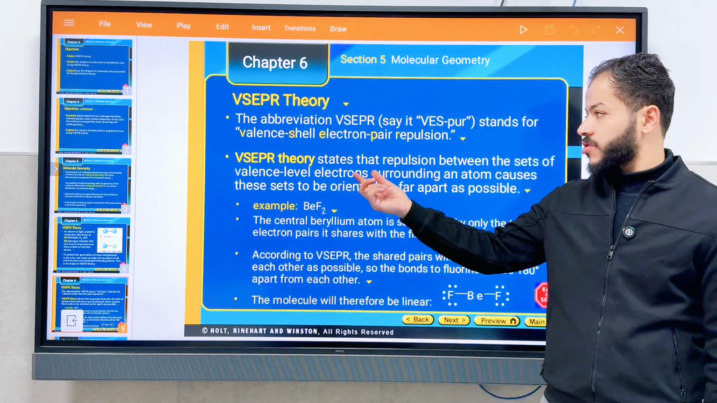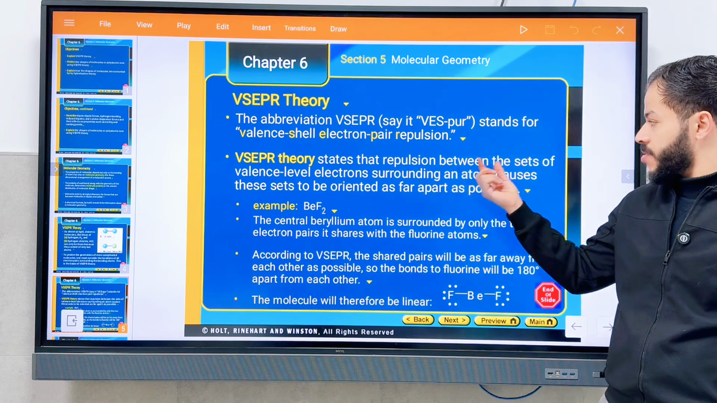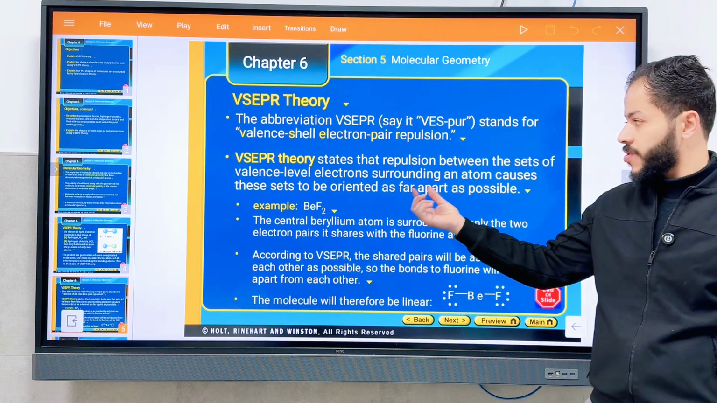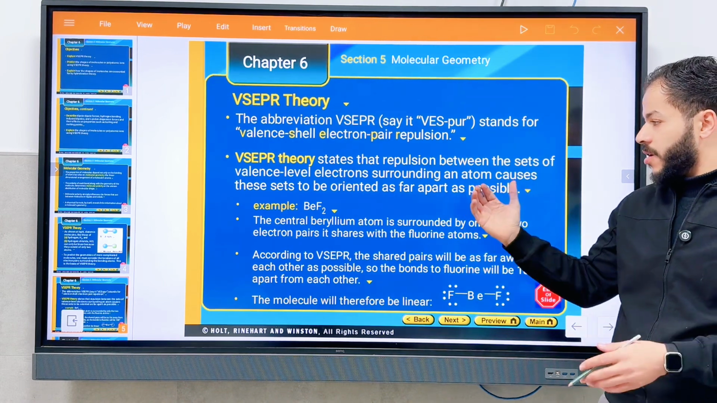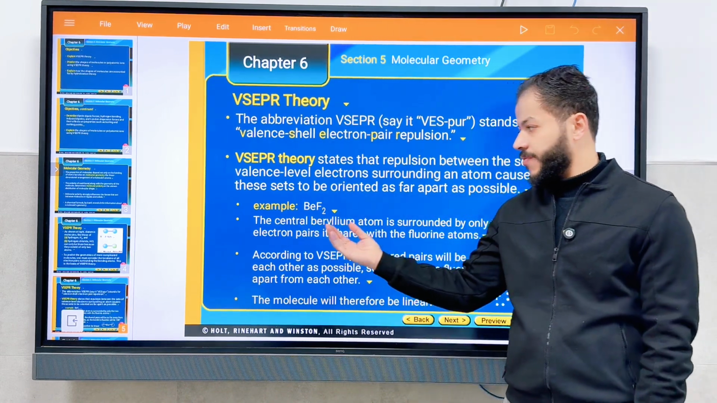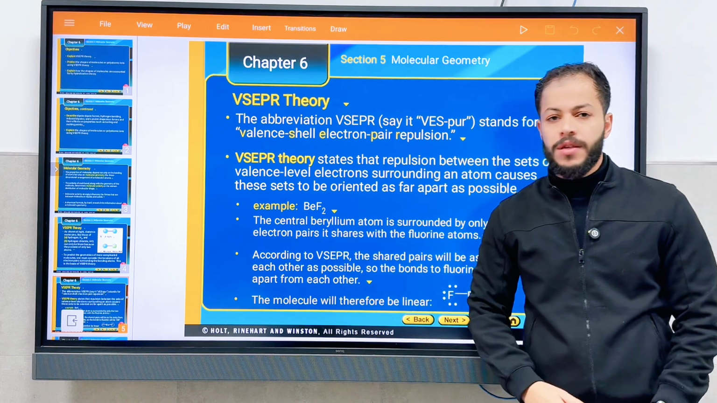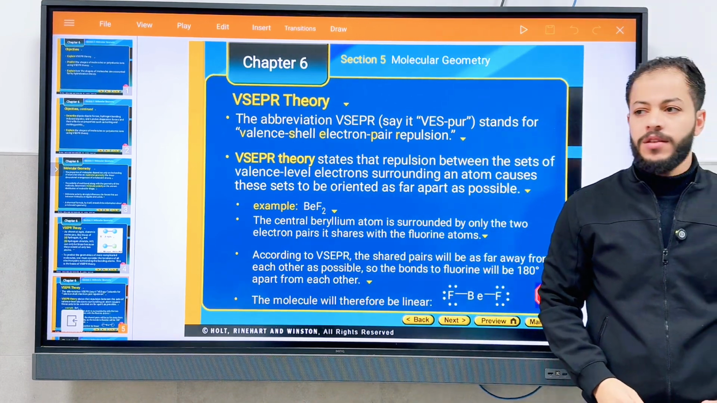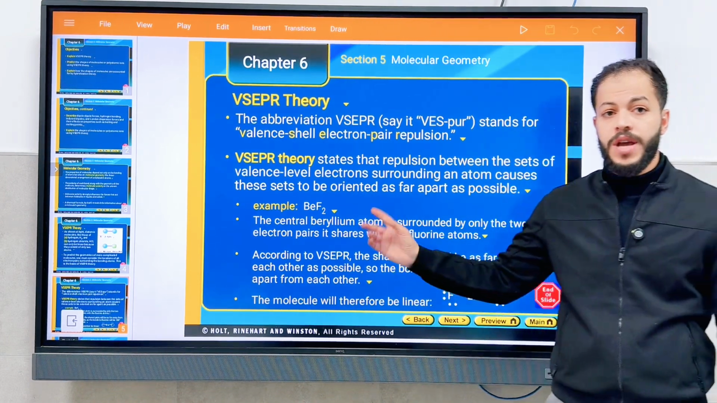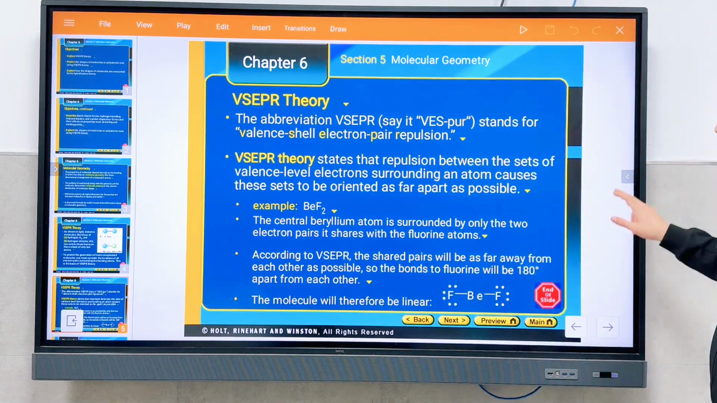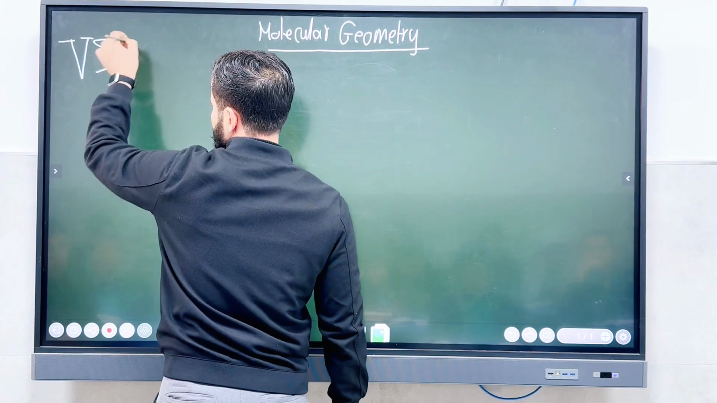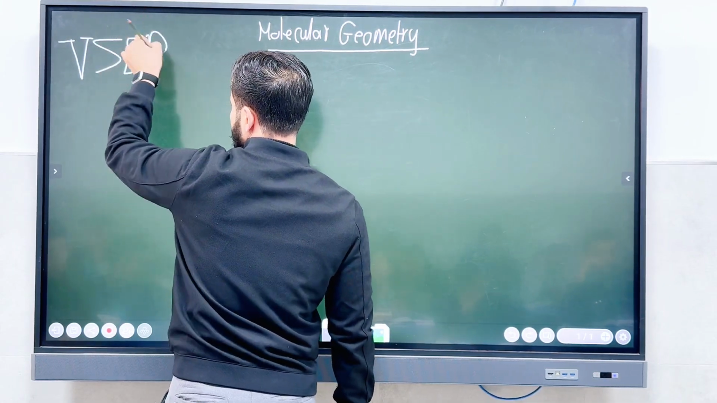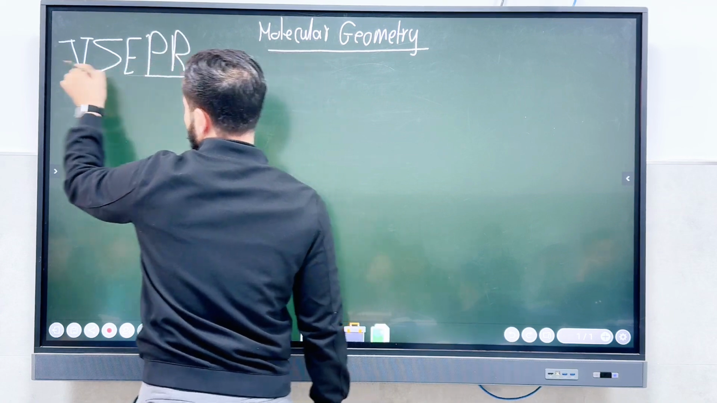So the valence shell electron pair repulsion theory states that the repulsion between the sets of valence level electrons surrounding an atom causes these sets to be oriented as far apart as possible. Example, beryllium fluoride. How many atoms here, guys? 3. So this is a 3-atom molecule. So let's explain the molecular geometry according to the type of molecule from the beginning, using the valence shell electron pair repulsion theory.